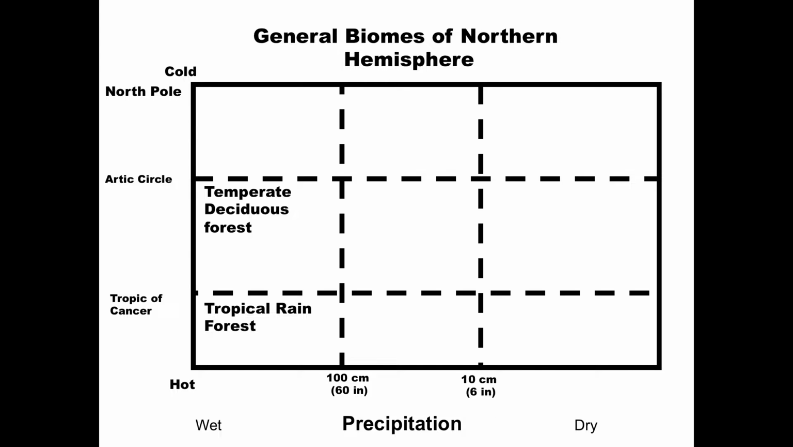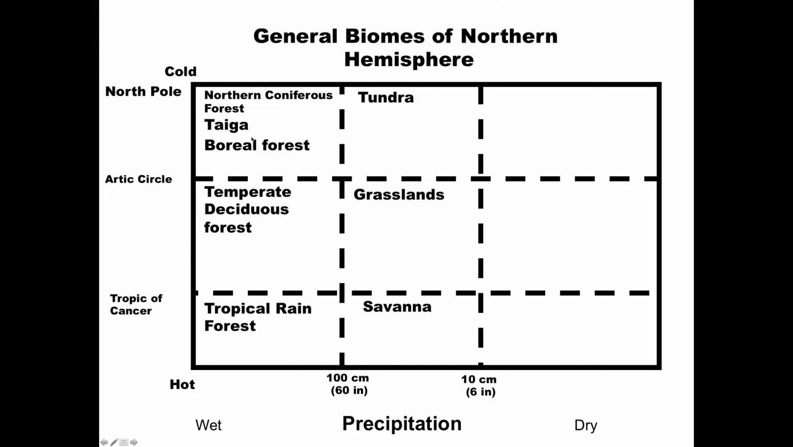And then if we go up north to Canada, we get the largest continuous biome on the planet. This is our northern coniferous forest. Some places they call it a taiga. Some places they call it a boreal forest. They all are the exact same thing. Large coniferous trees, basically Christmas trees.